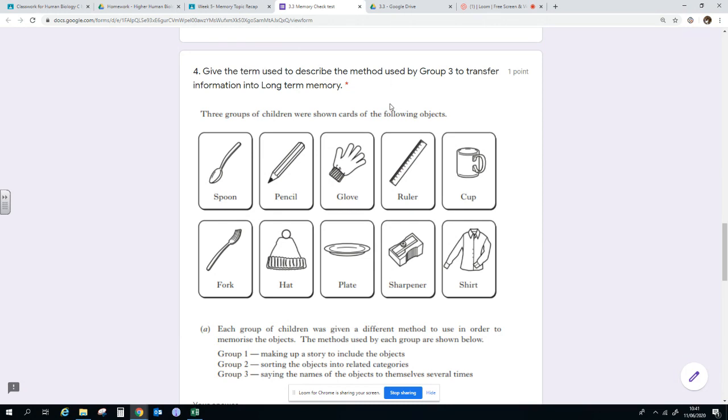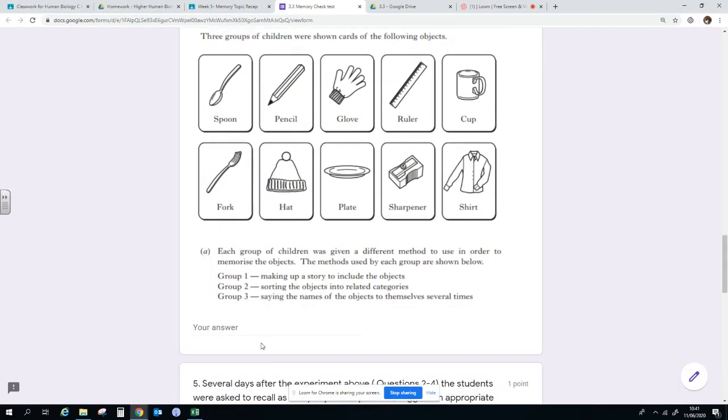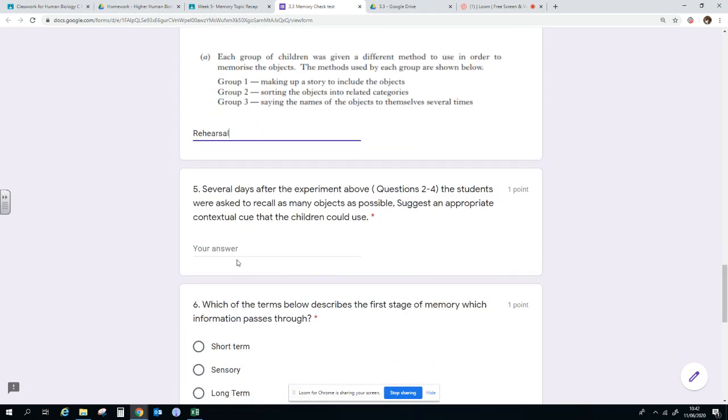Give the term used by group 3. So group 3 said the names of the objects several times. So that is rehearsal. Obviously, rehearsal is an example of shallow encoding, so that's just repetition. Whereas organization and elaboration are examples of deeper encoding because you've got a kind of conceptual hook.